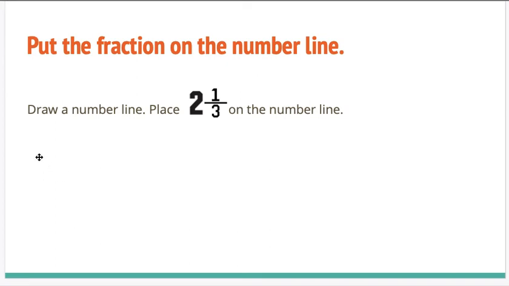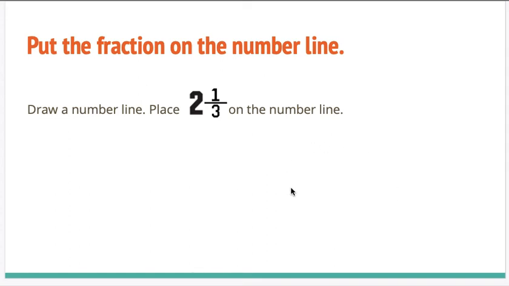So let's take our number line and cut each whole into 3 pieces because the 3 on the bottom tells me that's how many pieces in each whole. So from 0 to 1, make 3 pieces. From 1 to 2, make 3 pieces. And from 2 to 3, make 3 pieces.